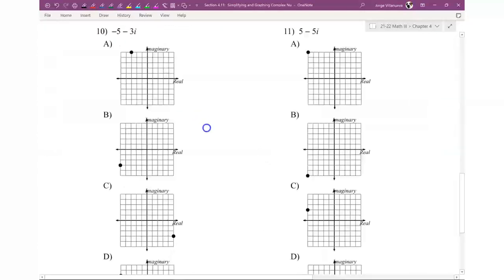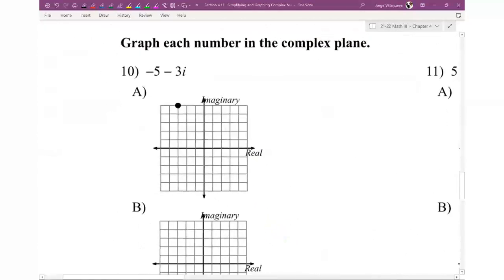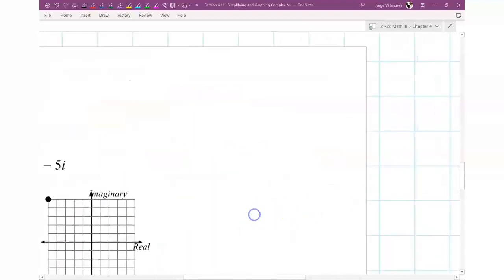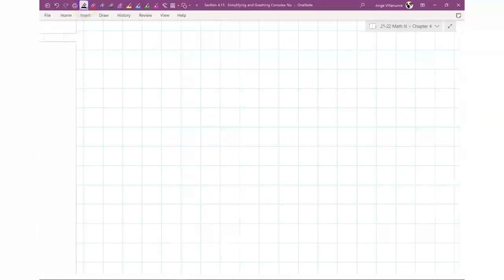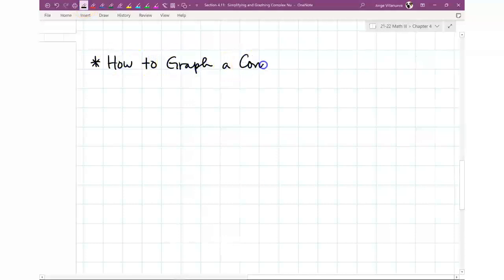The one main thing you're going to notice though, instead of x and y, you see how they call it the real axis and the imaginary axis? Okay, instead of x, y, they call it real and imaginary, okay? So remember that, that way it doesn't kind of confuse you a bit, but we'll talk about it right now. So here we go. How to graph a complex number.